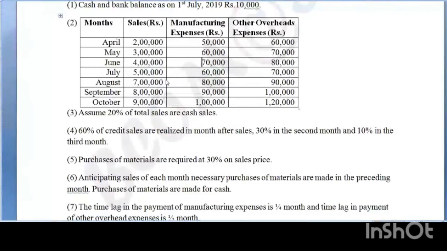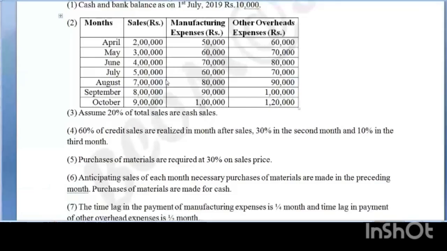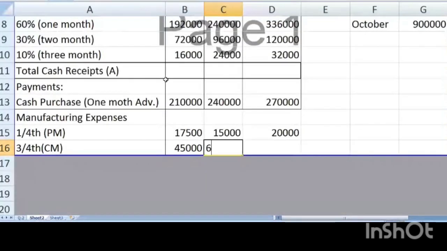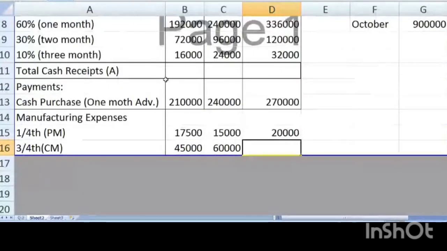That means start from July. 60,000 into 3/4. It's 45,000. Next 80,000 into 3/4. That means 60,000. Next is 90,000 into 3/4. What the amount? 67,500. Okay.